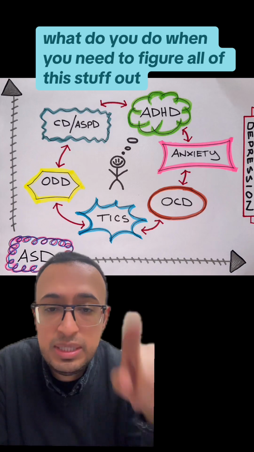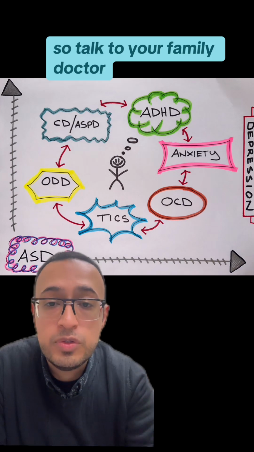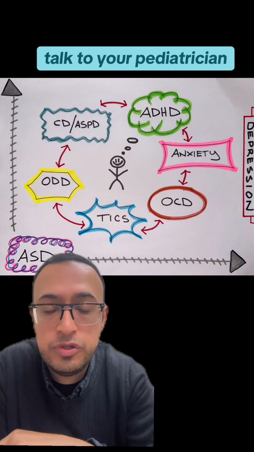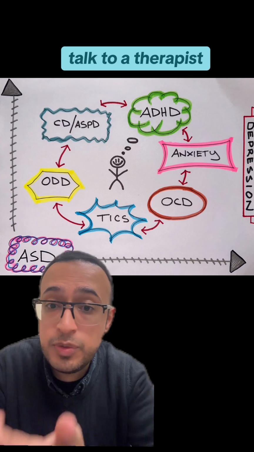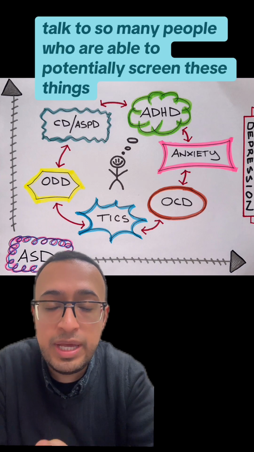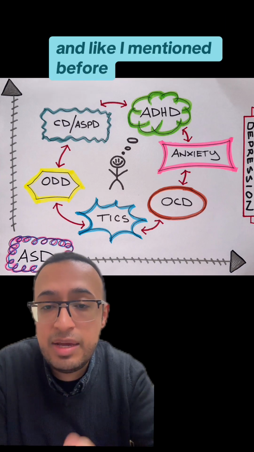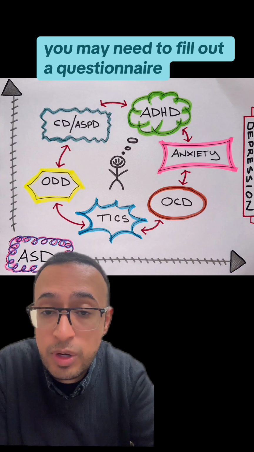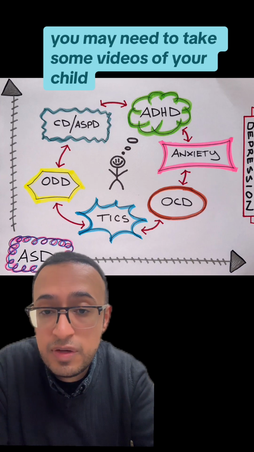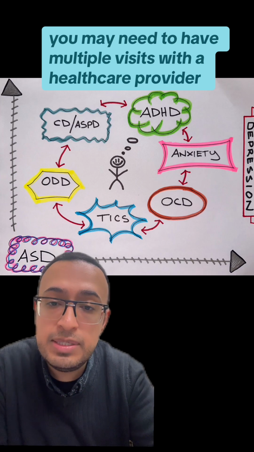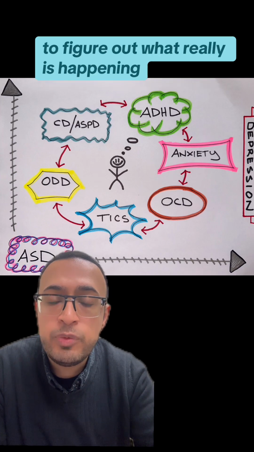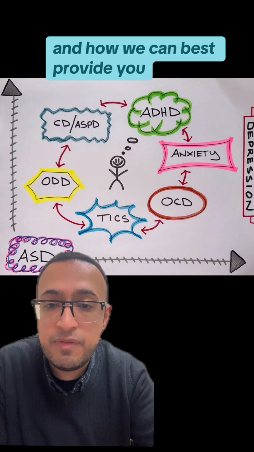What do you do when you need to figure all of this out? Talk to your family doctor, talk to your pediatrician, talk to your psychologist, talk to a therapist, talk to so many people who are able to potentially screen and identify these things. And like I mentioned before, you may need to fill out a questionnaire. You may need to take some videos of your child. You may need to have multiple visits with a healthcare provider to figure out what really is happening and how we can best help you.